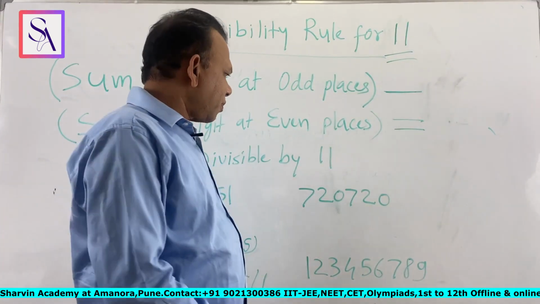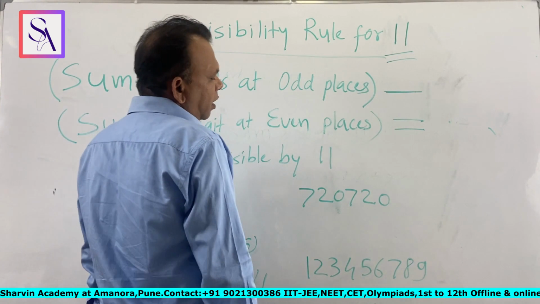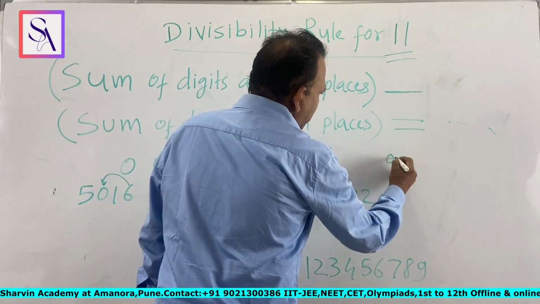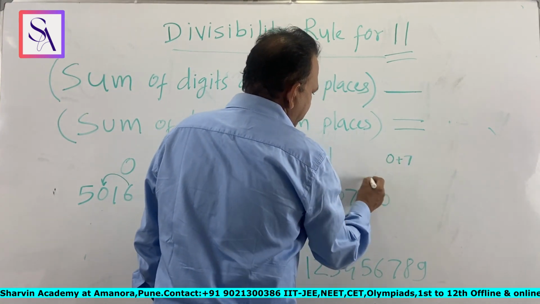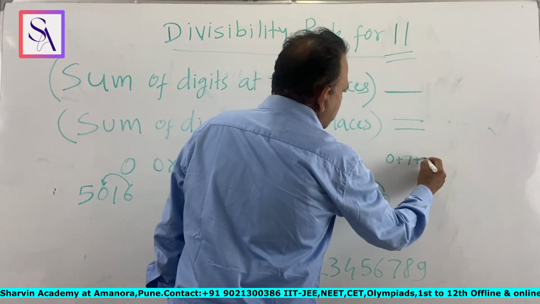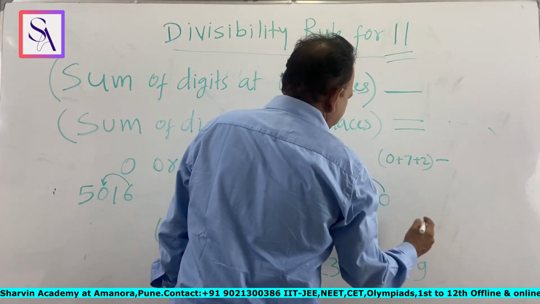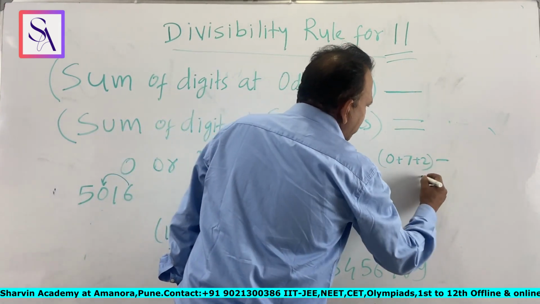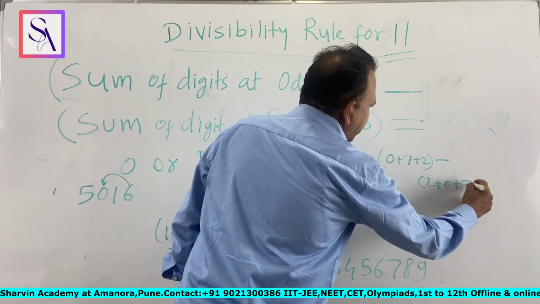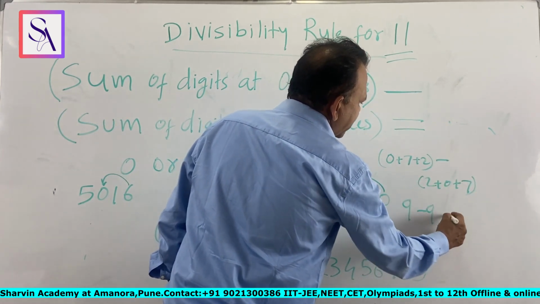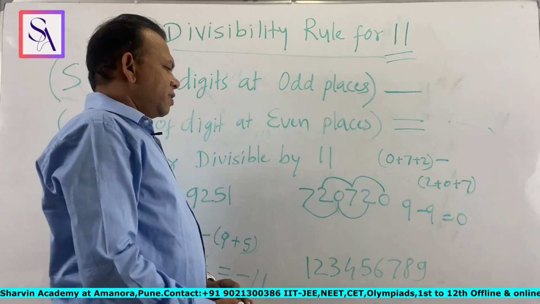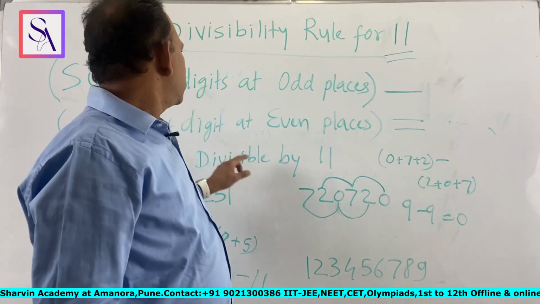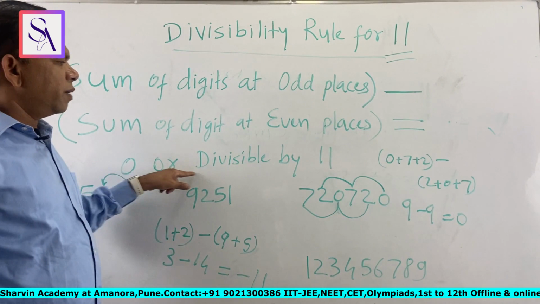Our magic number, which are the odd place digits, 0 plus 7, plus 2, minus even place digits 2, 0 and 7, 2 plus 0 plus 7. So 9 minus 9 is equal to 0, hence answer is 0. So this number is divisible by 11. So what is our test? It should be 0 or divisible by 11.